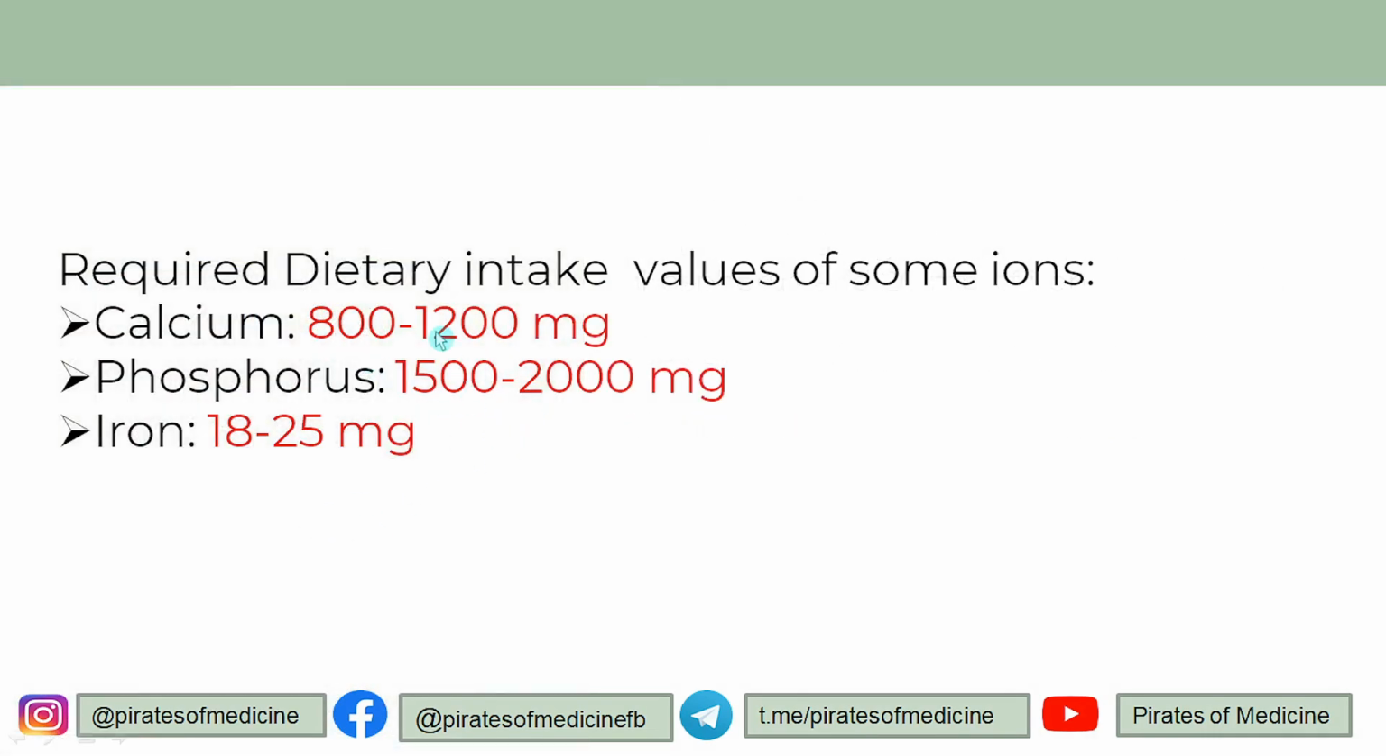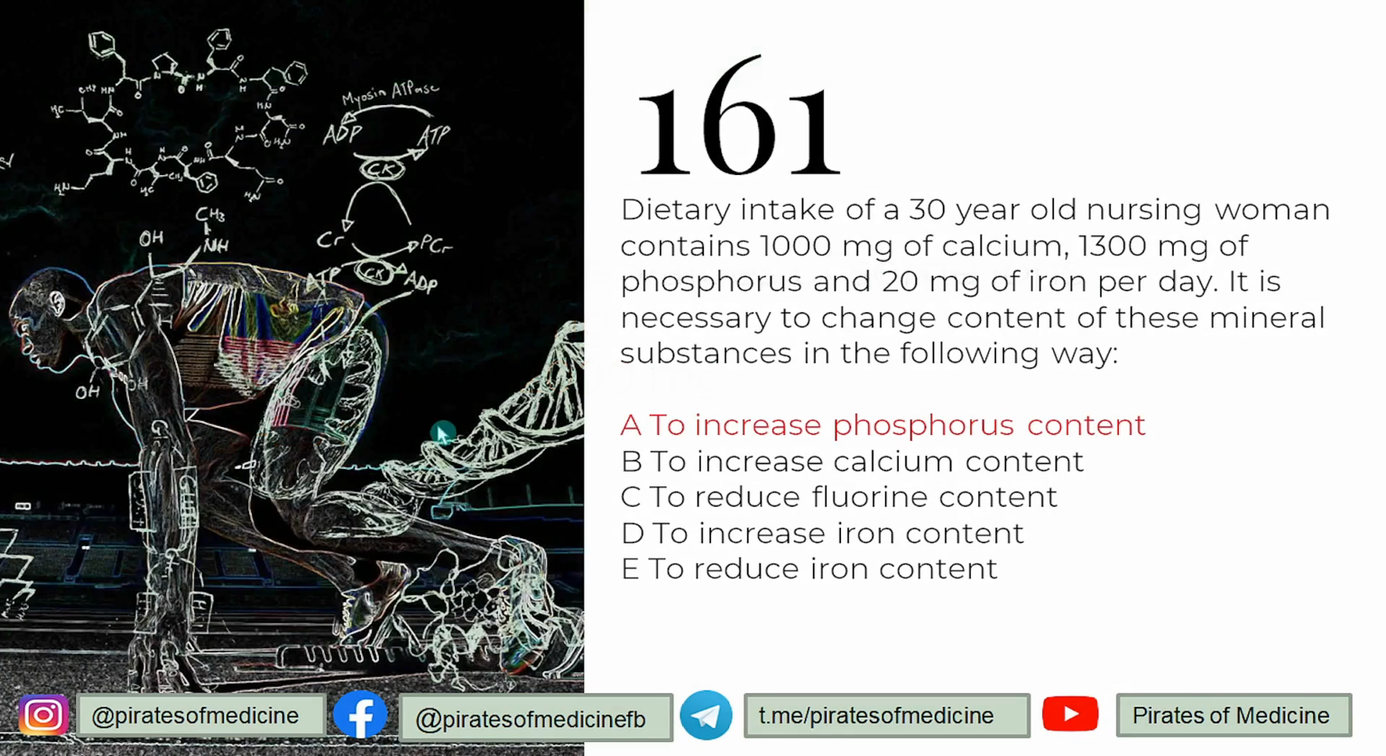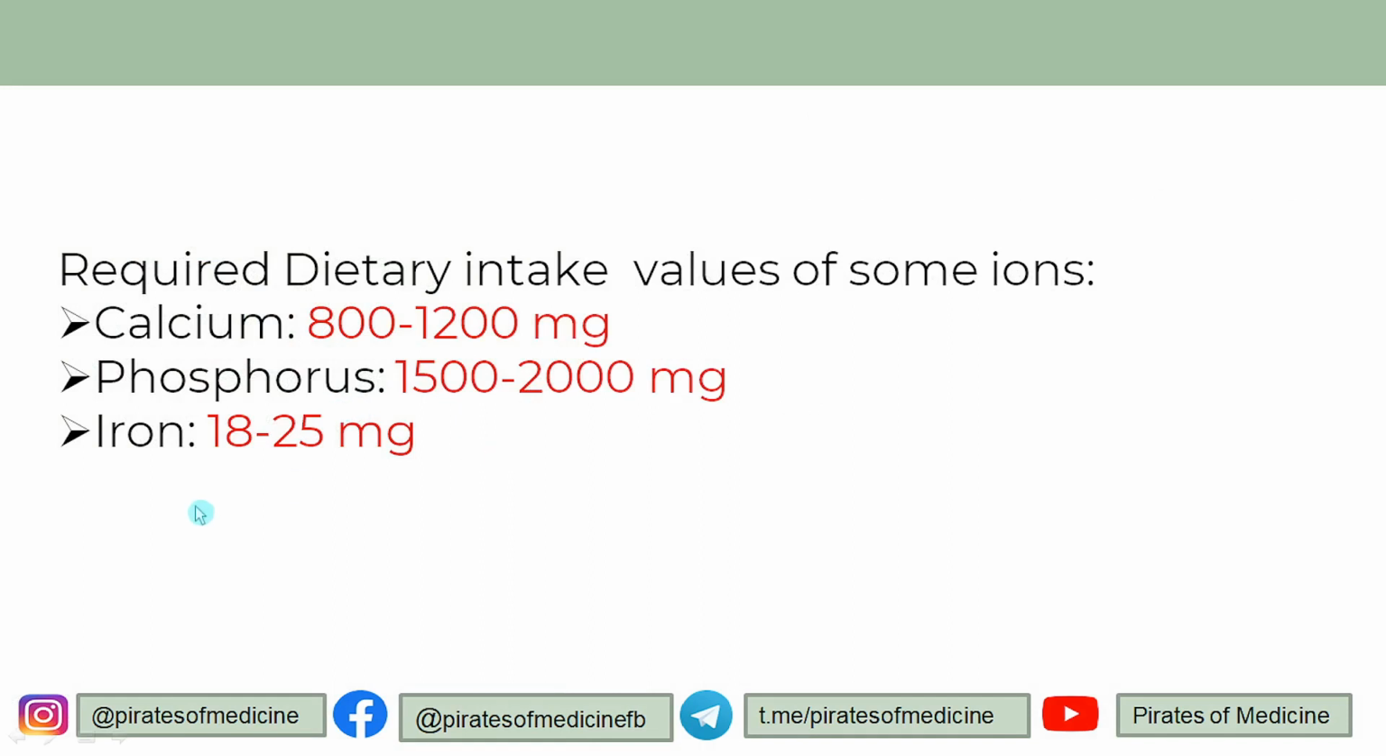Calcium is around 800 to 1200 mg, phosphorus is around 1500 to 2000 mg, and iron is around 18 to 25 mg. So the woman here has the less amount of phosphorus intake, and I think we need to increase this phosphorus content. That is the answer over here. Pretty simple. Remember the daily intake values of these ions, or at least remember the ratio, that calcium and phosphorus have almost 1 to 2, 1:2, correct? 800 to 1600, 1000 to 2000, so around that way.